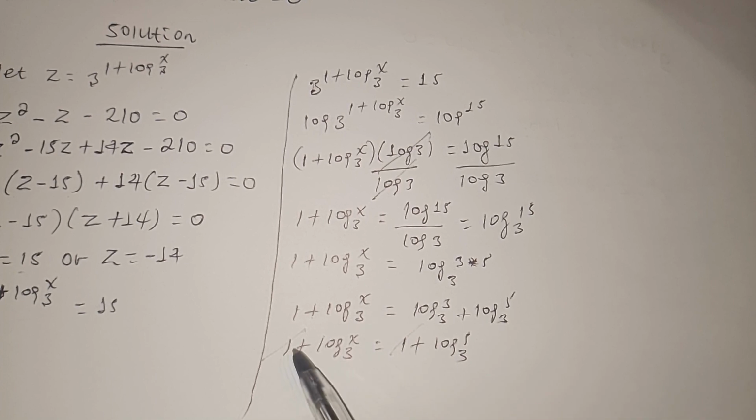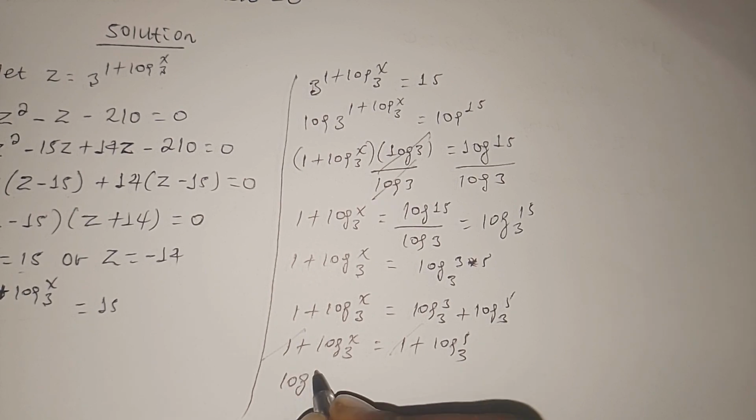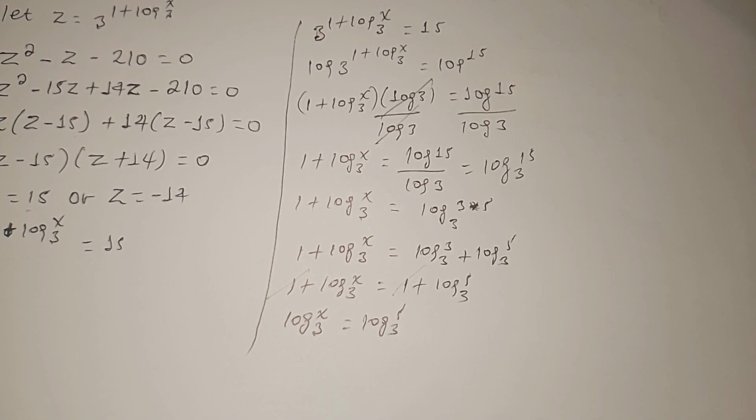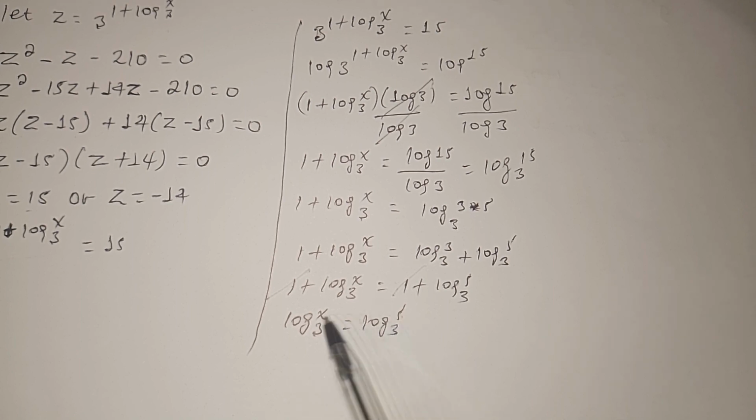Or you can simply transform this value into this. That means 1 minus 1 becomes 0. Therefore log x in base 3 is equal to log 5 in base 3. Here, as you see, the base is the same, 3 and 3, and x must be equal to 5. So the value of x becomes 5.